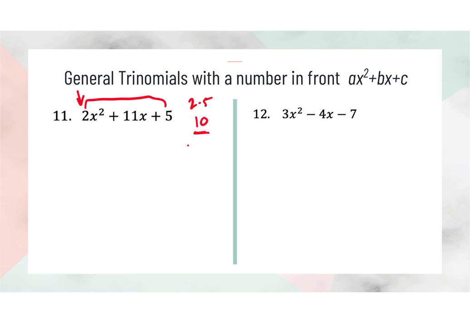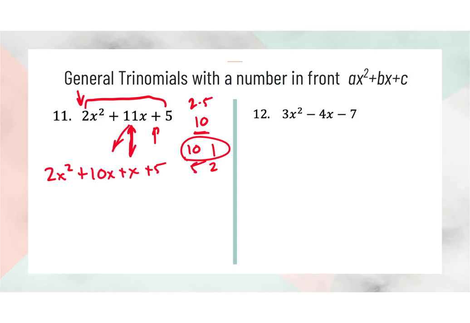So now I need factors of 10 that add up to 11. Okay, well, that's easy. That's 10 and 1. Okay, so now pay attention. I'm going to rewrite my middle term with my factors. So instead of 11, I split that up to 10 and 1. Okay, why would I do that? Because now I'm going to factor by grouping.